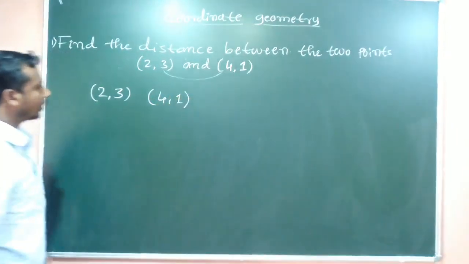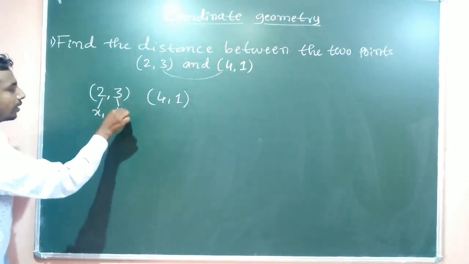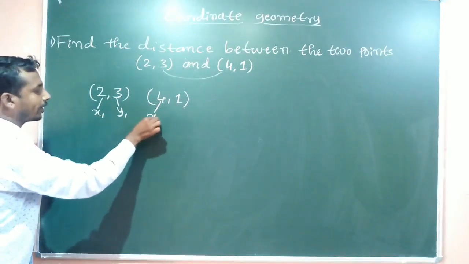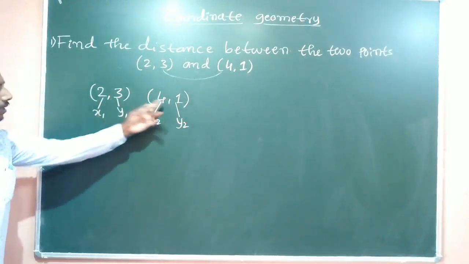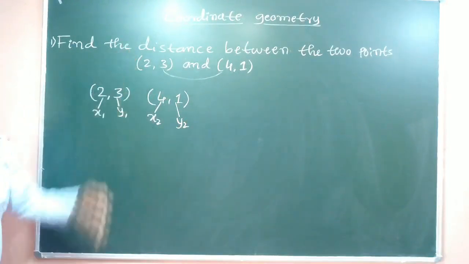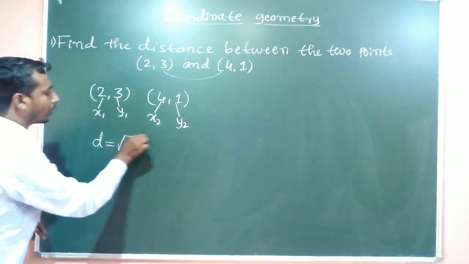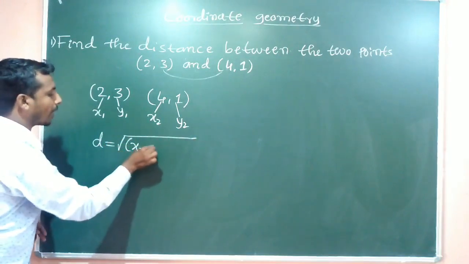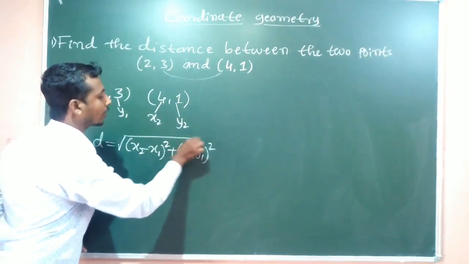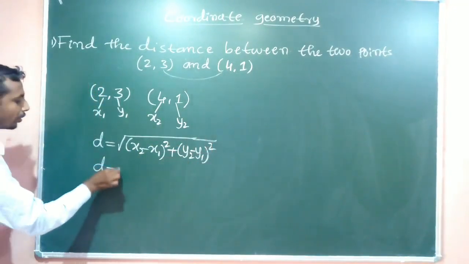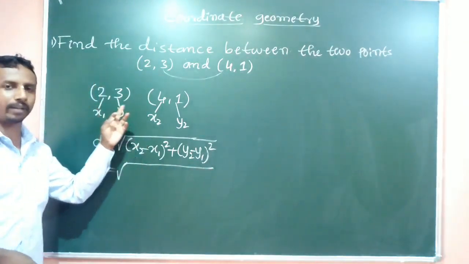Now here we know that the coordinates of the first point is denoted by x1, y1. Then the coordinates of the second point is denoted by x2, y2. Now here we have to find the distance between these 2 points by using the distance formula. Then distance formula is D is equal to square root of (x2 minus x1) whole square plus (y2 minus y1) whole square.